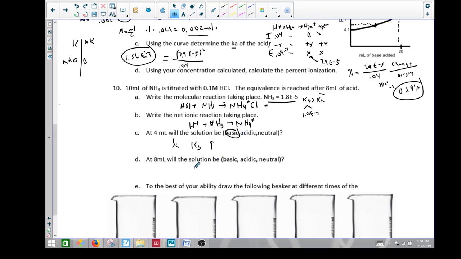At 8 milliliters, will the solution be acidic, basic, or neutral? All we have there is NH4+. We don't have anything else. This is a weak acid, the conjugate of a weak base.